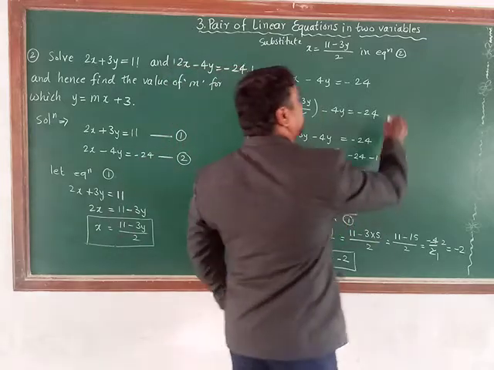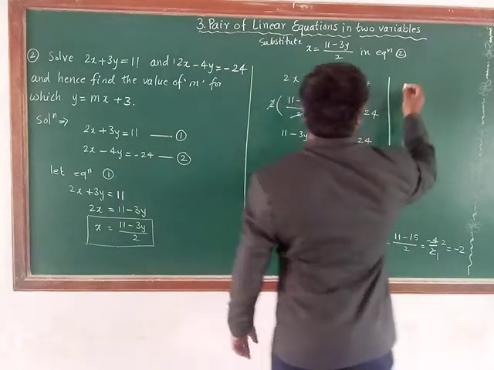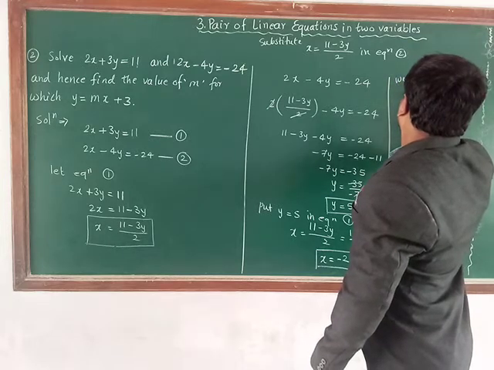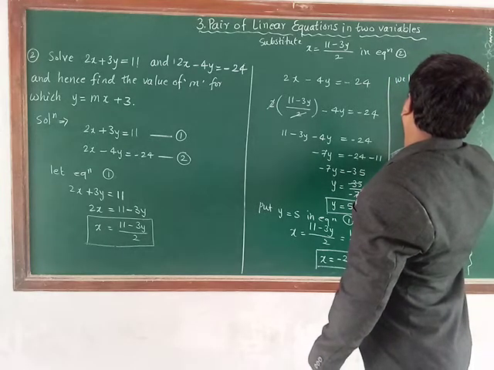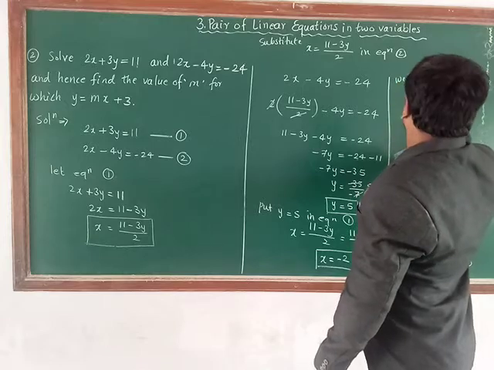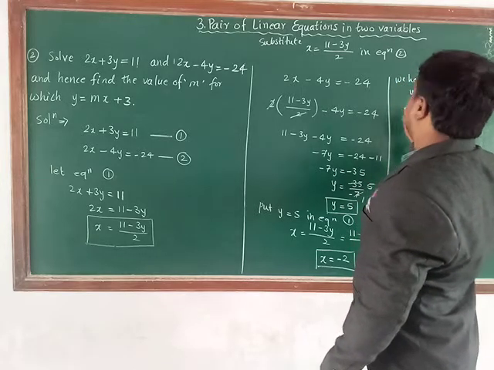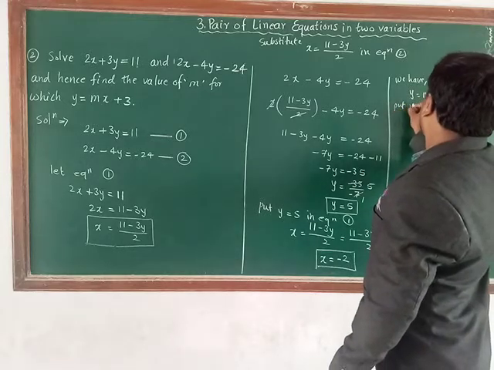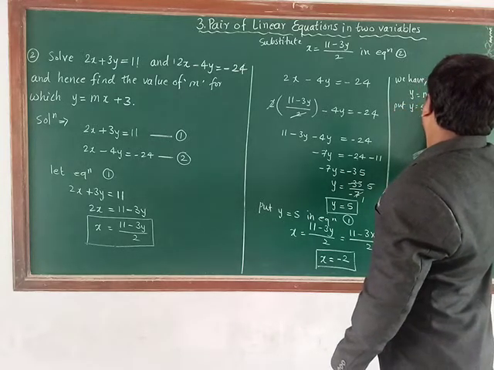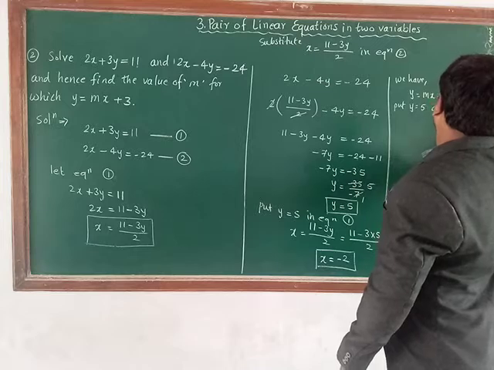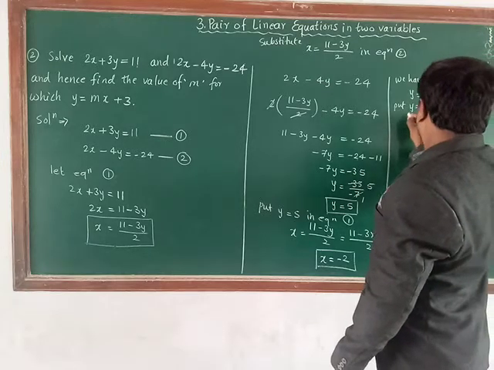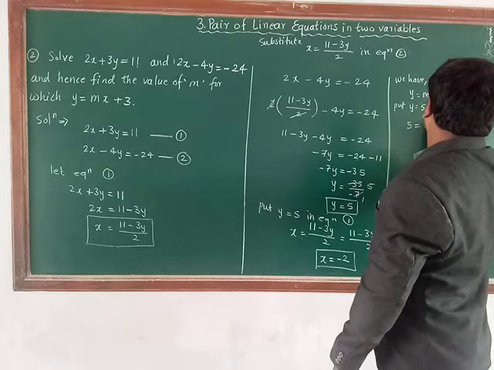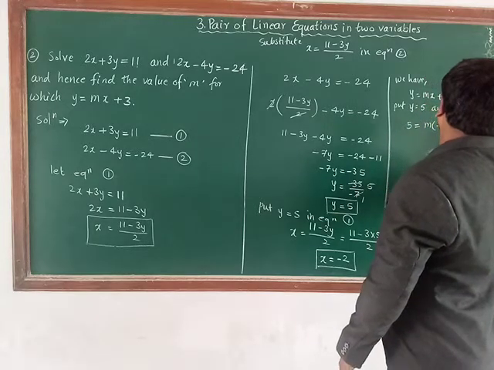So now I can put the value in the given equation. What we have given there? So we have y is equal to mx plus 3. So I can put a value of y and x over here. So put y is equal to 5 and x is equal to minus 2 over here. So I am putting the value. So 5 is equal to m in the bracket minus 2 plus 3.